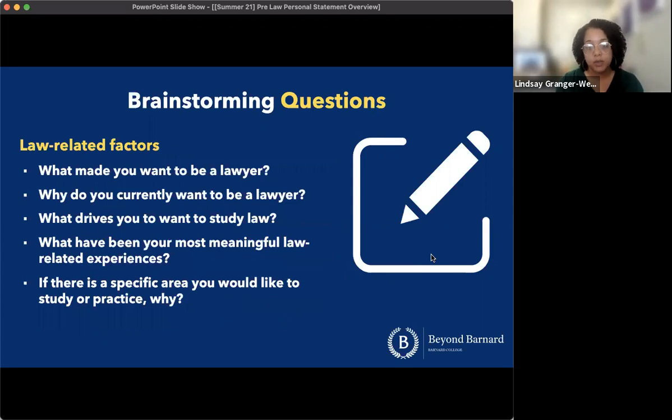So some brainstorming questions, and I think brainstorming falls really neatly into two buckets. This first one is law related factors. So really make sure that you're touching on those points from those previous questions of who, what, and why. So some things: what made you want to be a lawyer? What was your initial introduction to the field, and what made that introduction attractive to you? Also think through, why do you currently want to be a lawyer?